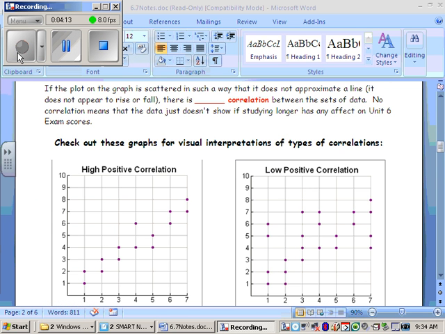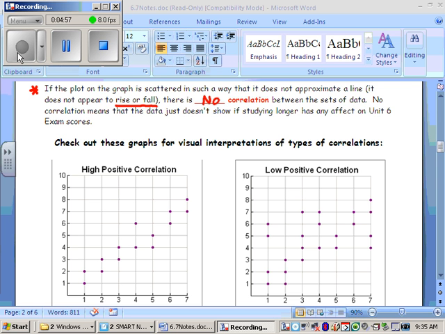Let's move down below. If you look at this paragraph at the top, it says, if the plot on the graph is scattered in such a way that it does not approximate a line, that means it does not appear to rise or fall, then we say there is no correlation between these sets of data. This means that there is no relationship. So in this case with studying and grades, if the points were scattered and there was no line developing between those points, or no correlation, that would mean that the amount that someone studies doesn't have any effect on their grade, which we know for the most part is not true.